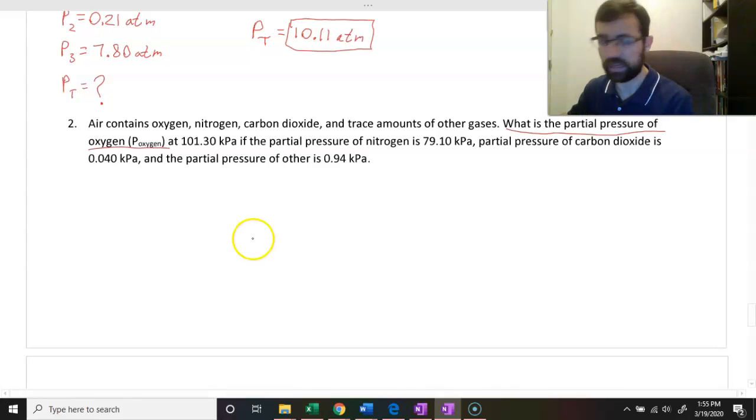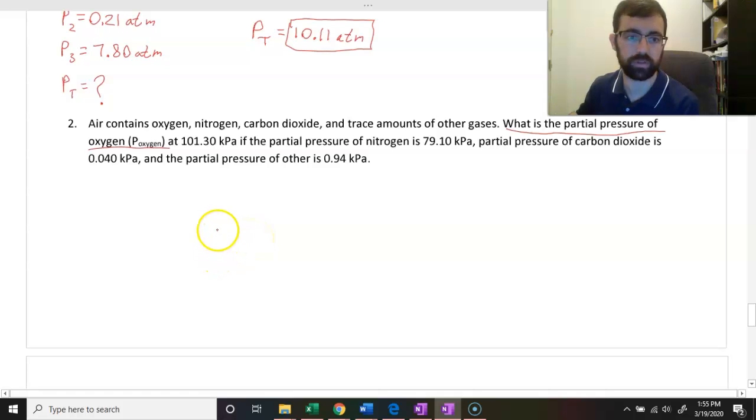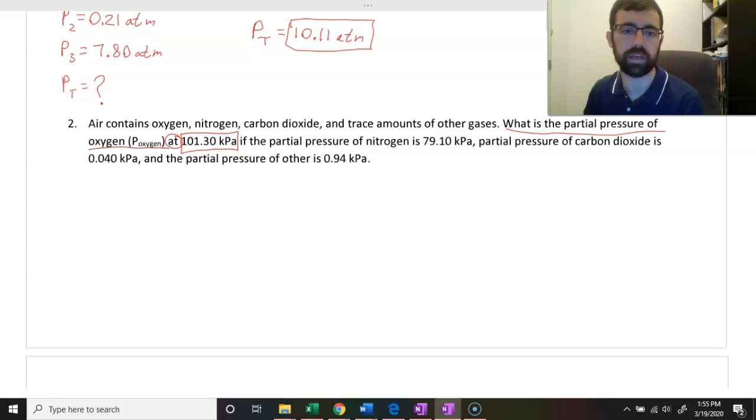Okay, and it gives me at 101.3 kPa. Now, if you look at that, this sounds kind of weird. At 101.3 kPa, it's easy to just look at that and go, oh, is that the pressure of oxygen? It's not, because we're asked for the pressure of oxygen. I'll come back to that. We'll talk about what it is.